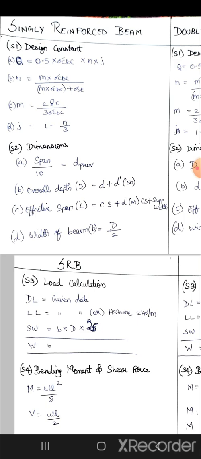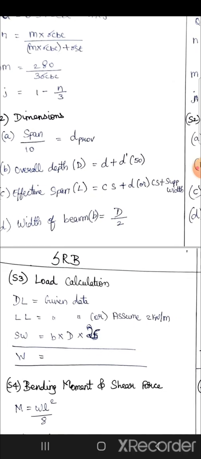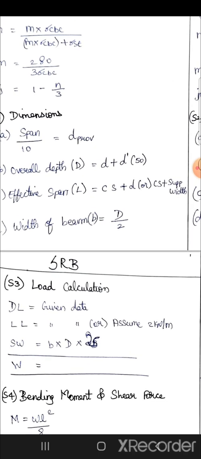Next step, calculating effective span. It has two formulas. Whichever is lesser, it is taken as effective span: clear span plus depth provided, or clear span plus support width.